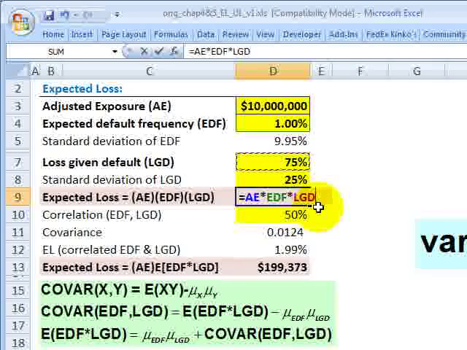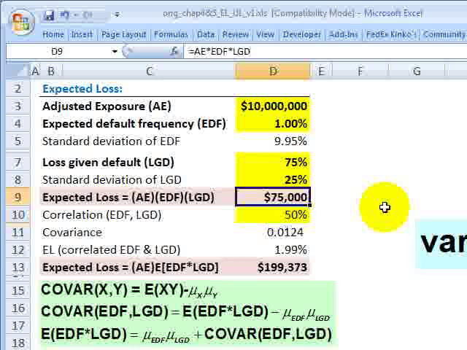Now, one of my smart customers this year pointed out and said, doesn't this assume these are not correlated? And that's absolutely correct. And that's a great point. This formula here, taking the product of the expected default frequency and the loss given default, assumes they are independent or not correlated. The correlation is zero. And so I get 75,000.